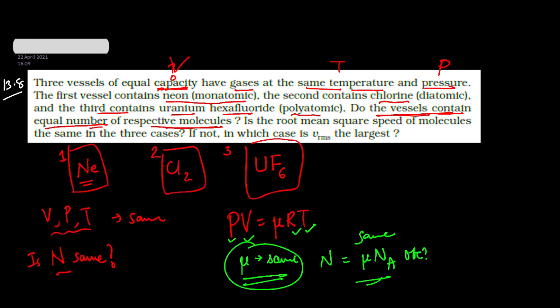It's just like a comparison between 1 dozen of apples and 1 dozen of oranges. Both are 12. Okay, so next, is the root mean square speed, Vrms, same for all? What is the formula of Vrms? Hopefully everyone remembers. What is the formula of Vrms?